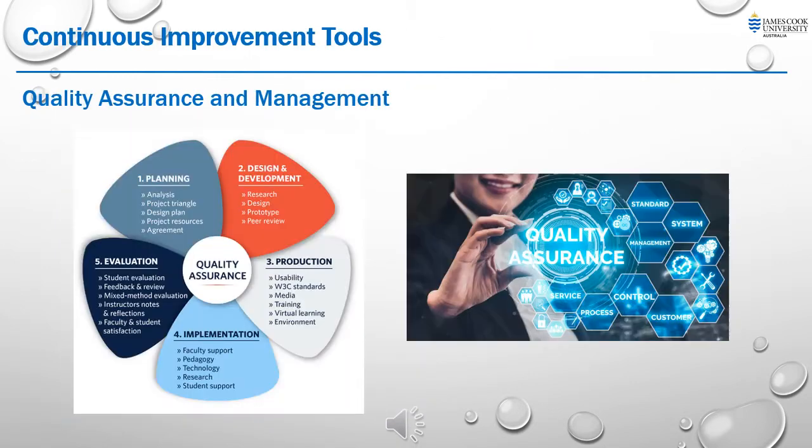Quality assurance and management are essential components of any successful organization that aims to deliver products or services of consistently high quality. Quality assurance involves the process of verifying that products or services meet or exceed customer expectations and meet all relevant standards and regulations. Quality management, on the other hand, refers to the overall strategy and approach to ensure quality is maintained throughout the organization and its processes. So there are several key elements of quality assurance and management.